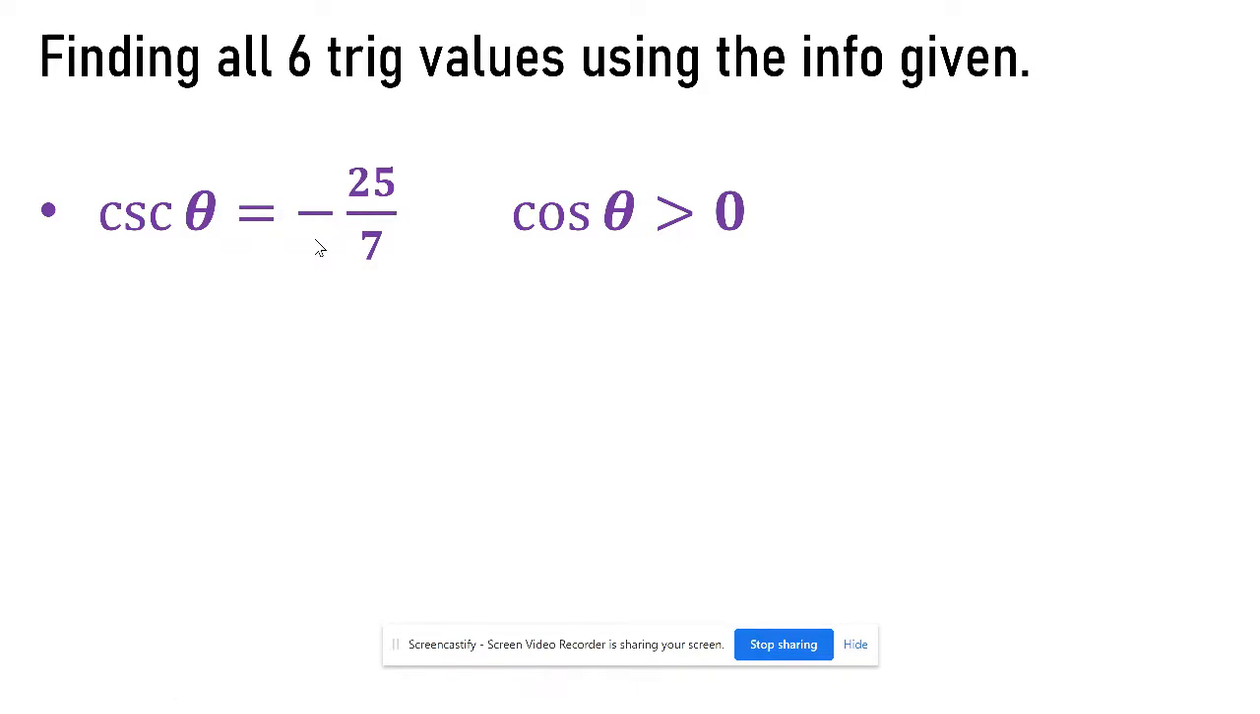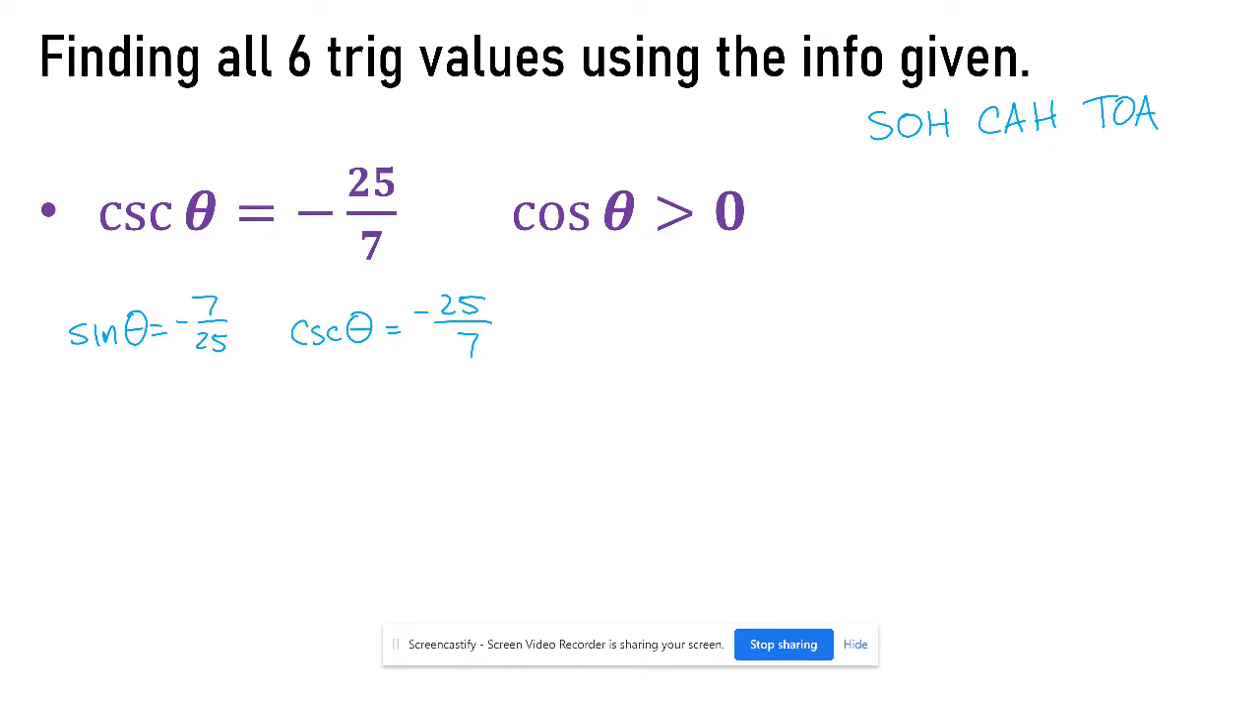So our cosecant is negative 25 over 7. So let's think of SOHCAHTOA again. SOHCAHTOA does not have a cosecant in it. It's just sine, cosine, and tangent. So here's what we're going to do. We know if the cosecant is negative 25 over 7, the sine, we would just flip that. So our sine is going to be negative 7 over 25. So now we've got something we can work with.